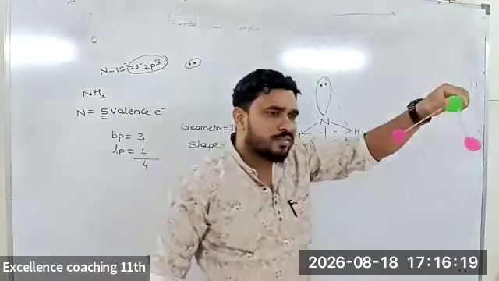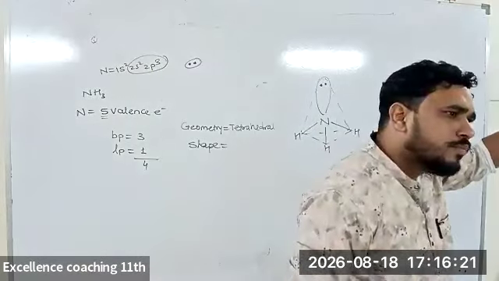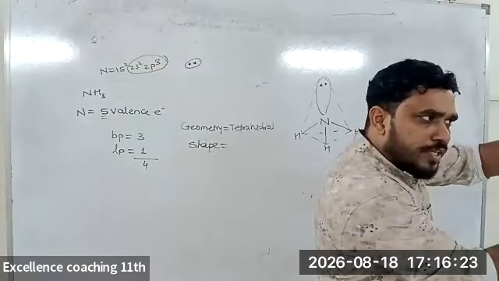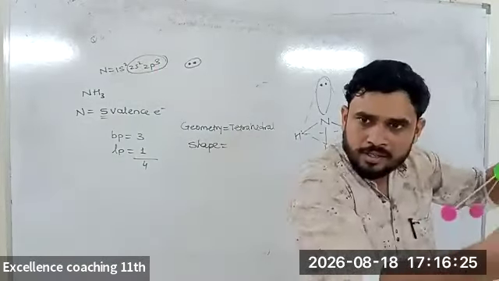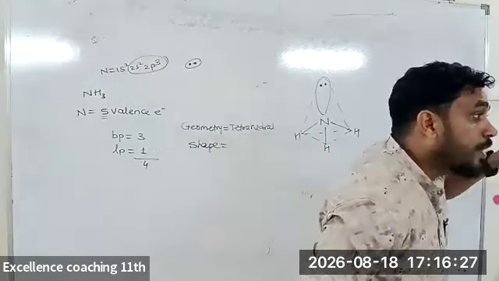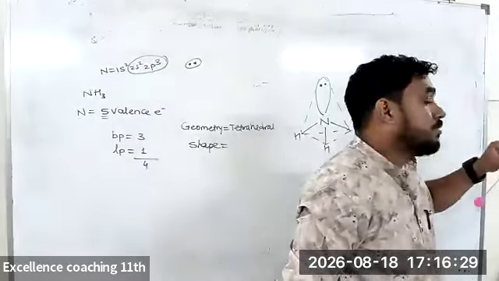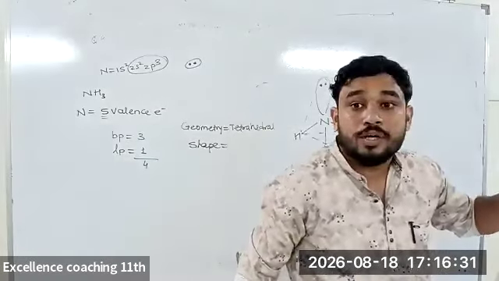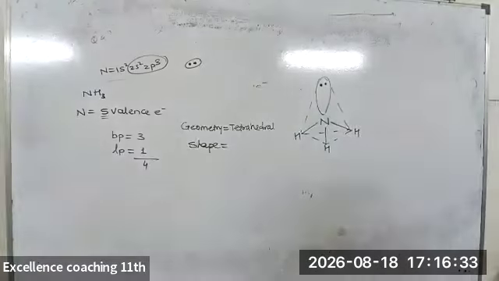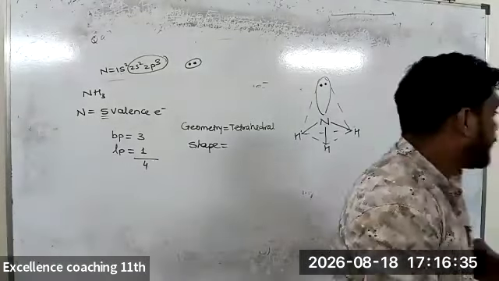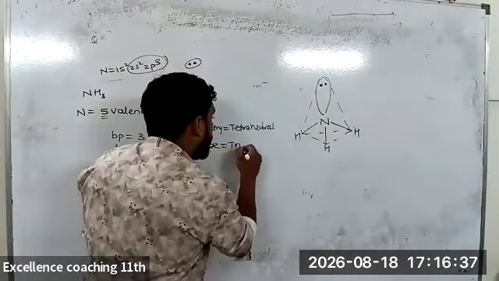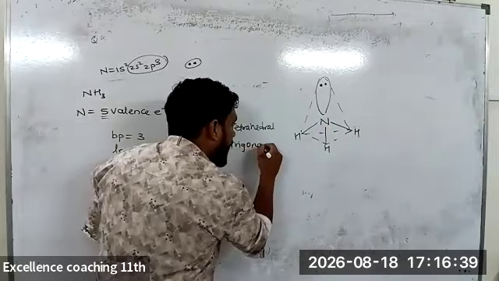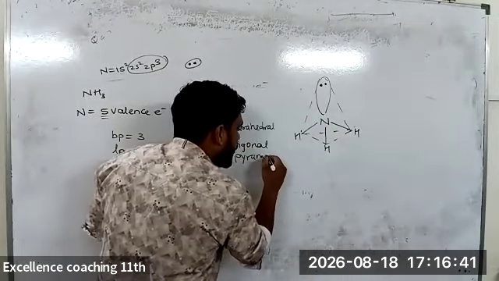So what does this look like? This is like a pyramid, sort of pyramid, and it's like a triangle. So what is the shape here? Trigonal pyramid. The shape here is trigonal pyramid. When the lone pairs are there, the shape will change.